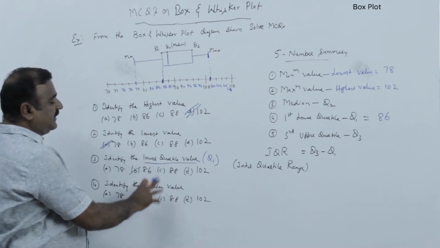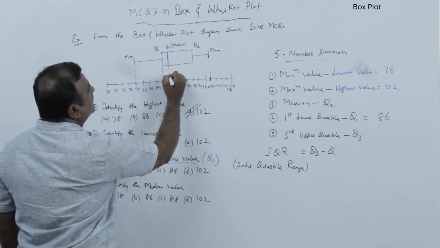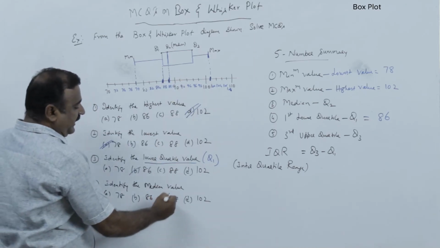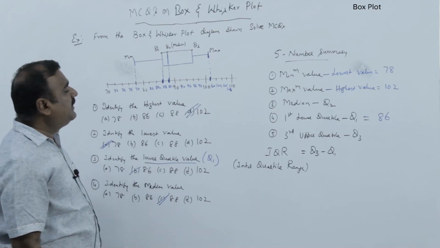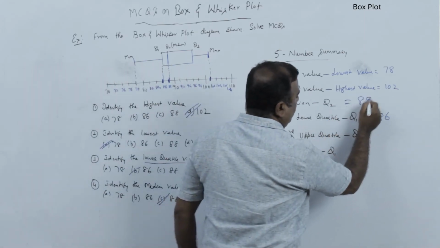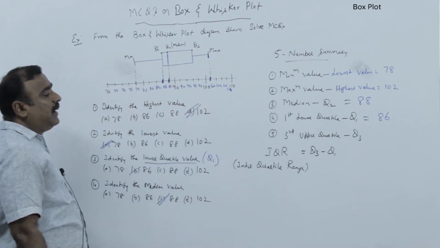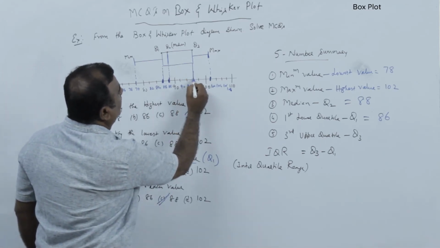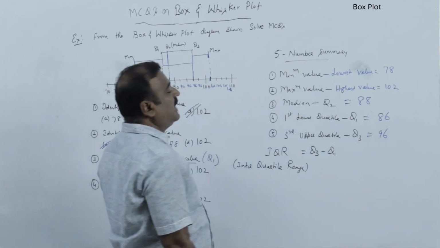Next is identify the median value. This corresponds to the median value. At this mark here it is 88. 88 is the median value. Further, he may ask another question: identify the upper quartile. The upper quartile corresponds to this one, and here it is 96. 96 is the upper quartile.